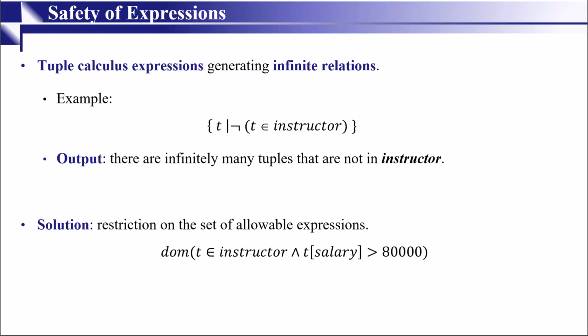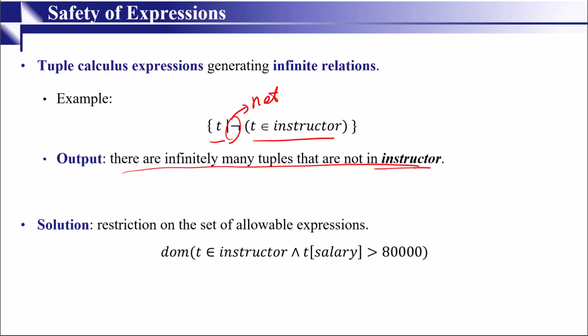For example, you write {T | T not in instructor}. So this query selects all tuples T that do not exist in the instructor relation. The issue here is that there are infinitely many possible tuples with arbitrary values for ID, name, department, salary, etc. that are not in the instructor table. This query would return an infinite relation. So there are infinitely many tuples that are not in instructor.